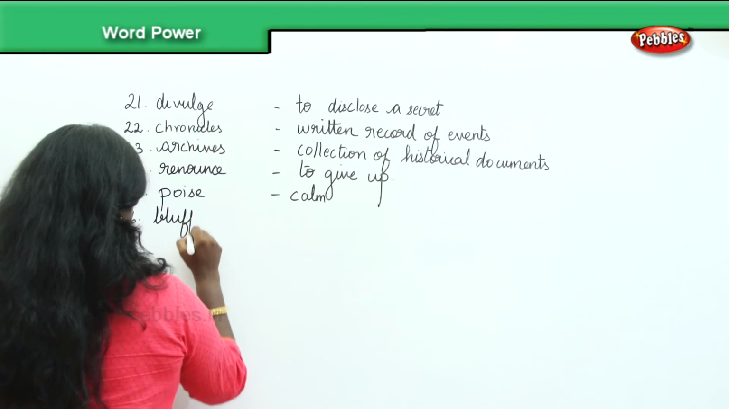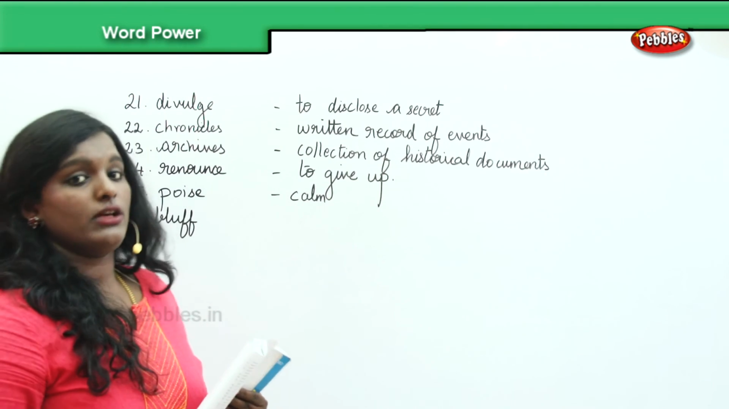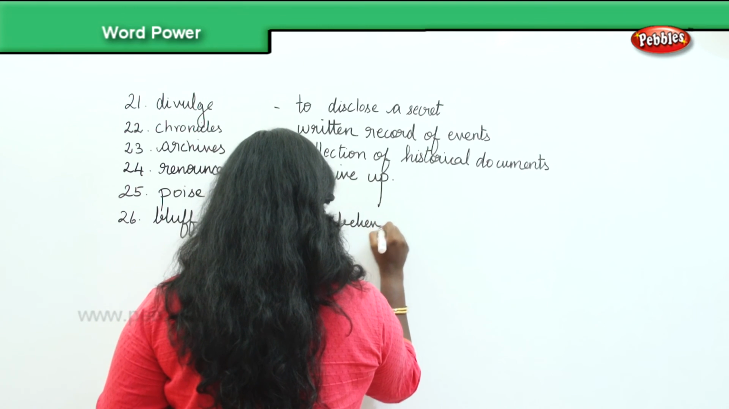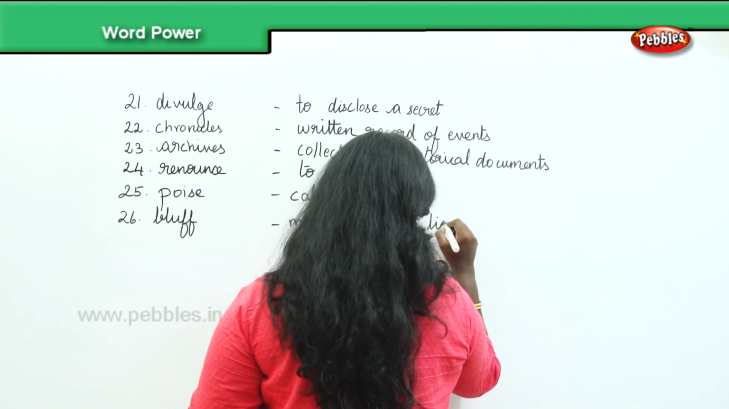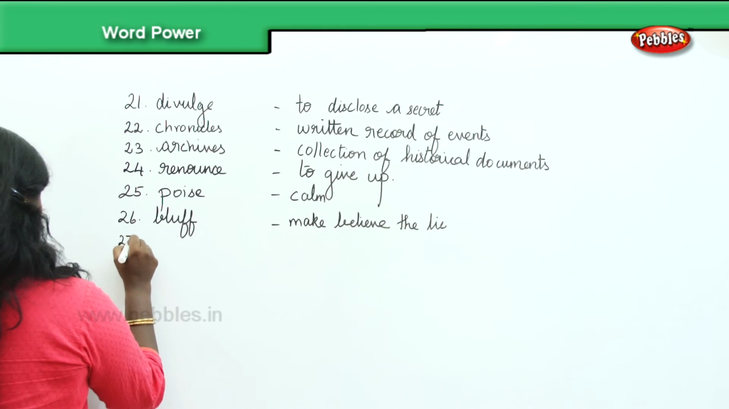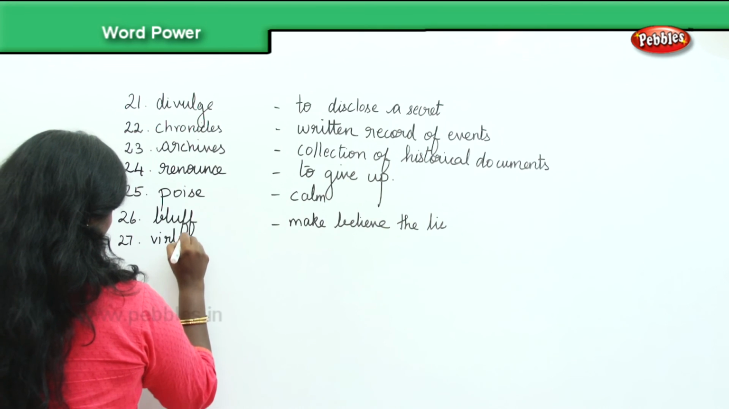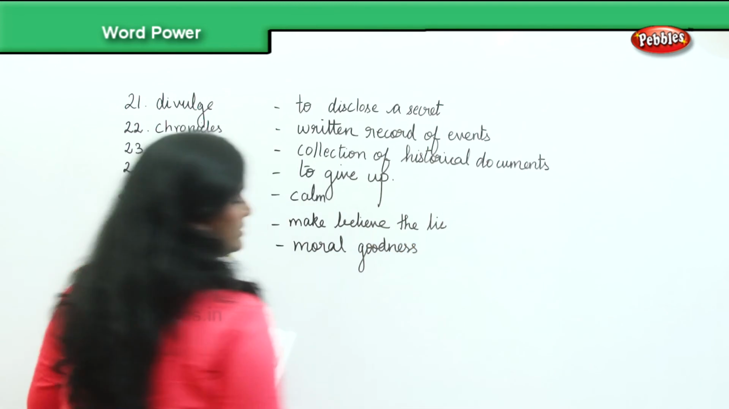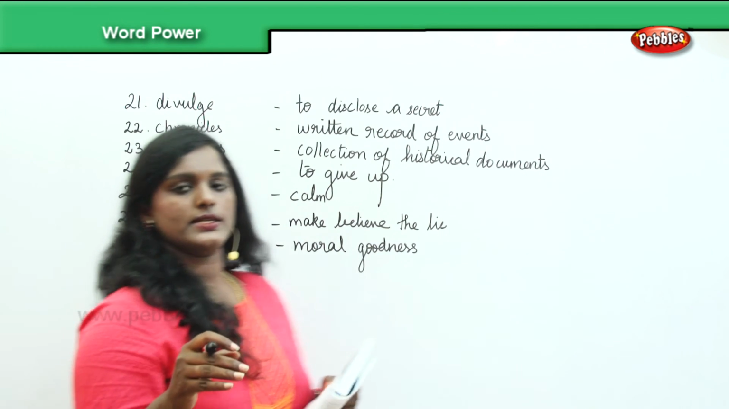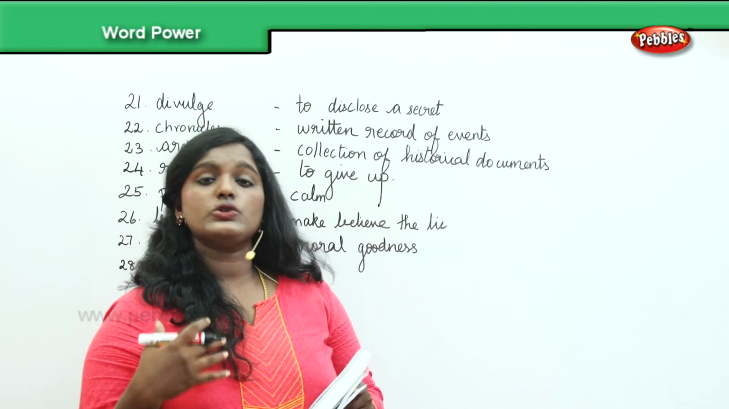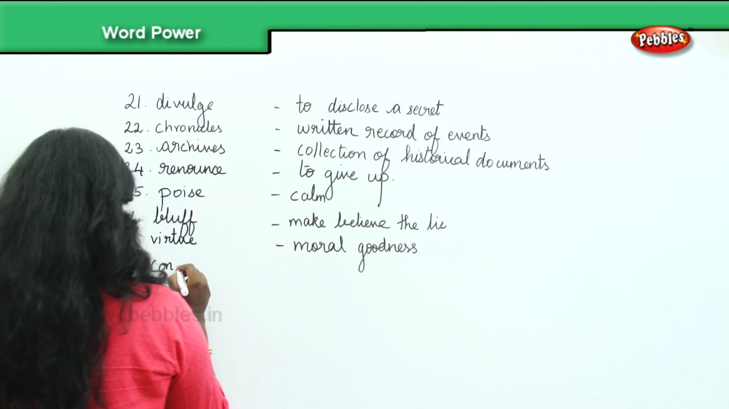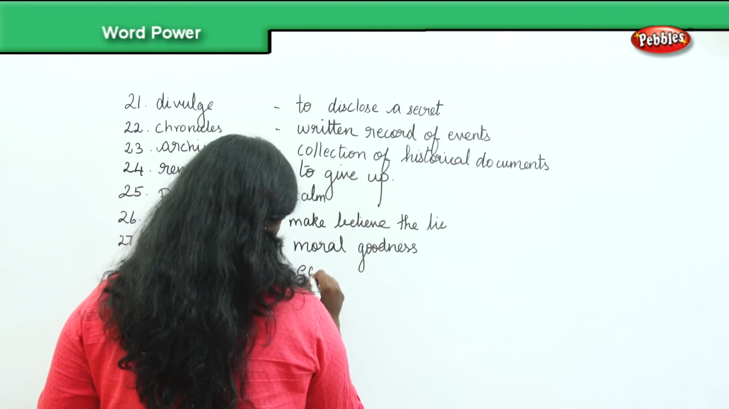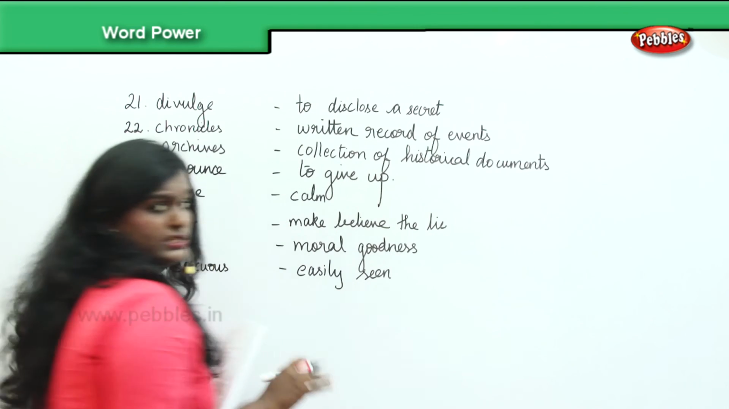Bluff. Bluff is when you try to make a person believe your lie. And the next word, virtue. Virtue means moral goodness. Having a good moral or a value is called virtue. The next word is conspicuous. What is conspicuous? Conspicuous means to see something early. So how do you spell conspicuous? C-O-N-S-P-I-C-U-O-U-S. Conspicuous means that which is easily seen without any difficulty.